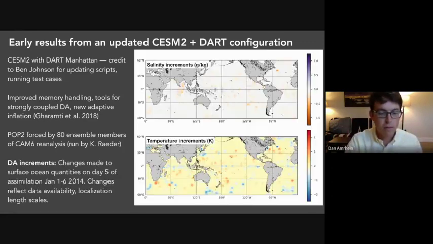And so these are just some very early results of POP2 ocean-only data assimilation forced by 80 ensemble members of a CAM6 reanalysis that's being run by Kevin Raeder. I'm just showing here data assimilation increments. These are changes to surface ocean quantities on day 5 of a very short simulation. But this is just to give you a feel of how the ocean state is changed in places where we have observations. And the length scales that you see here will reflect both where we have observations and the localization length scales.